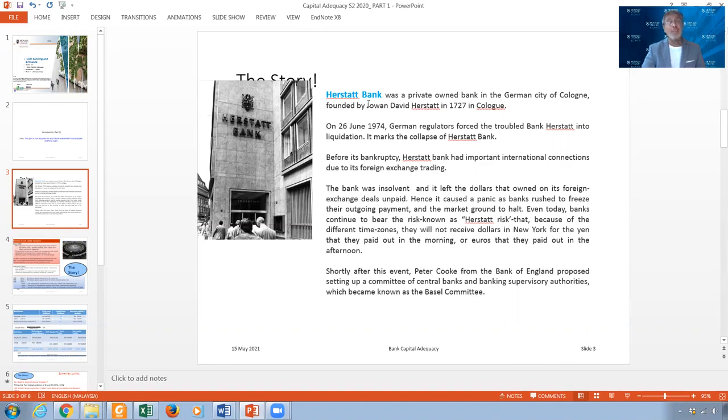Same thing happened to the European banks, including the German banks. If they execute the transaction in the afternoon, by the time the American banks open or execute that transaction, the German banks may be closed and the settlements will happen on the second day. And this is what happened with Herstatt Bank. So they have this huge exposure with the American banks.